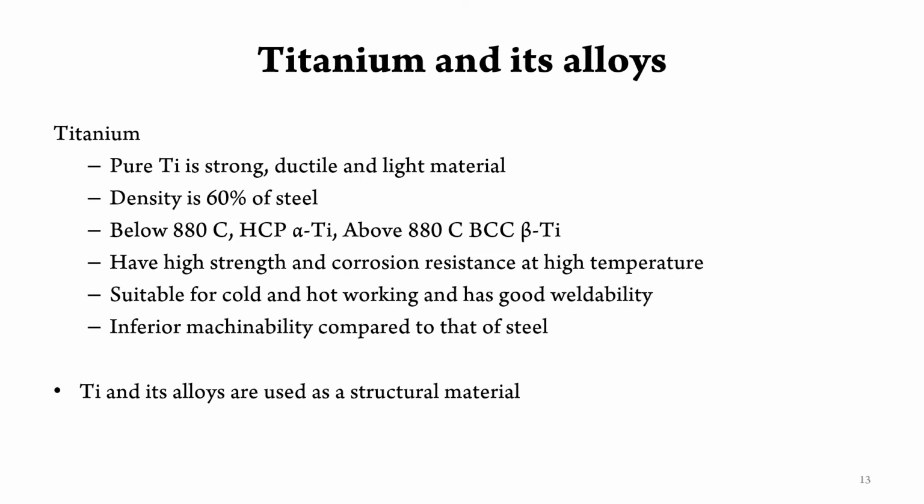Next, we are going to look at titanium and its alloys. So basically pure titanium is a strong, ductile and light material. It has a density approximately 60% of steel. Below 880 degrees Celsius, it exists as HCP, hexagonal close packed structure, alpha titanium, and above 880 degrees Celsius, it exists as BCC structure, beta titanium.